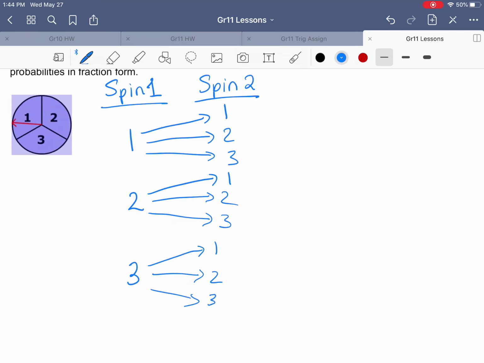So now we've spun twice and we've done our tree diagram. And these tree diagrams only work when you have an equal chance of landing on each number if we're using a spinner, or if we are flipping a coin, like an equal chance of each outcome. So each outcome has an equal chance.